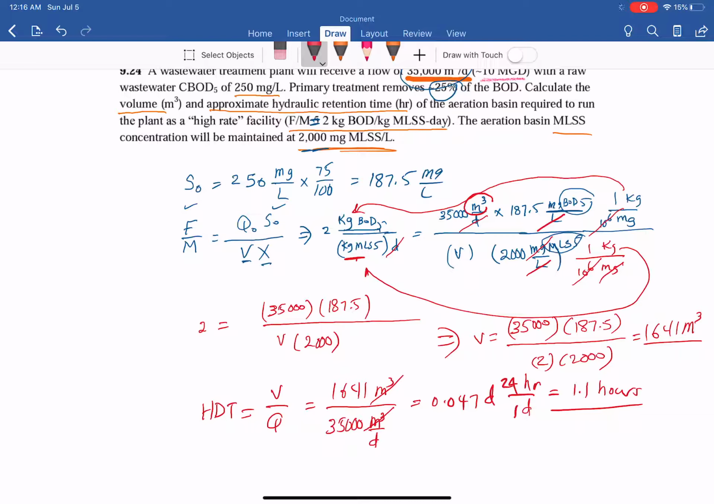Of course, this detention time is the approximate number of hours, because the flow estimate does not include any retained activated sludge with it. So this is the answer for this problem.